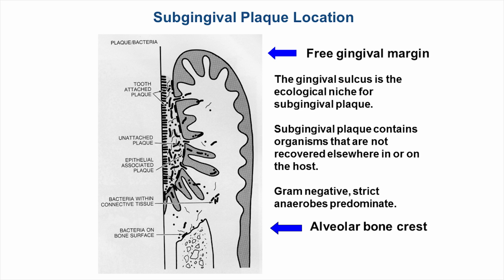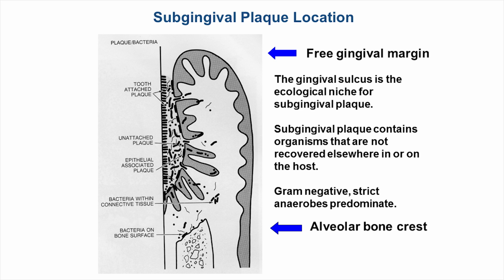On the surface of those well-organized, firmly adherent organisms are a group of more loosely adherent organisms that can include those motile organisms that we talked about earlier. And then along the surface of the sulcular epithelium, you can see on the more right-hand side of the sulcus, there are organisms that actually are lining the epithelial layer. And I'll describe a little bit more about those in just a moment.